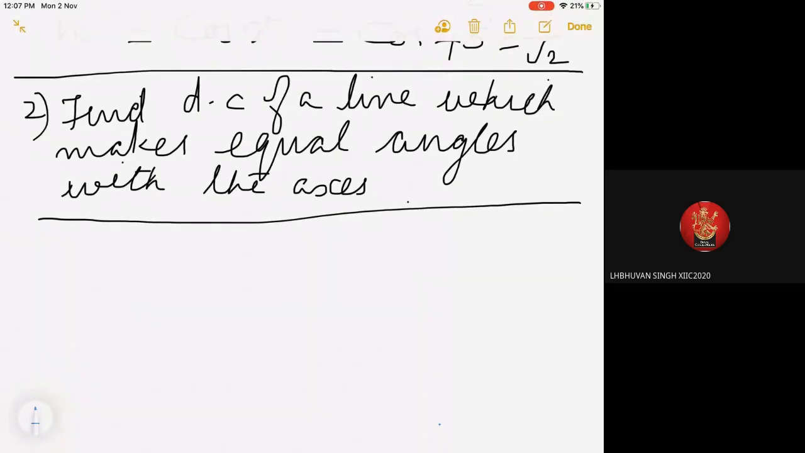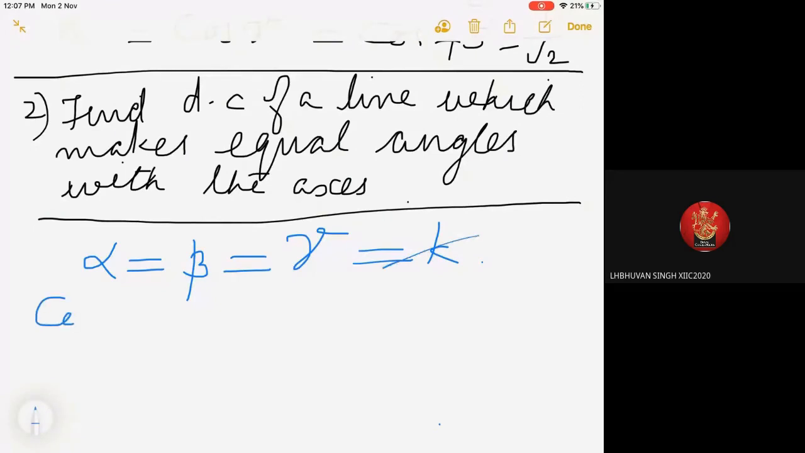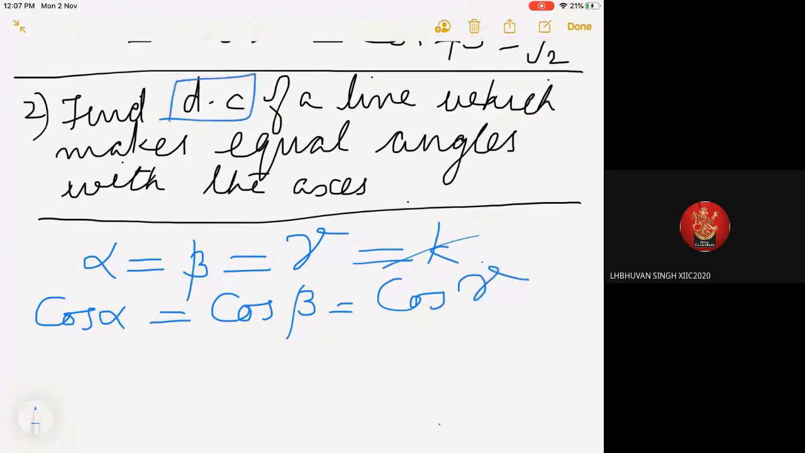So now equal angles means alpha, beta and gamma are all equal. Let it be equal to K, though even if you don't take K it will do. So that means cos alpha equals cos beta equals cos gamma. Your question is to find the direction cosines, so I have written like this, because direction cosines are defined as cos alpha, cos beta and cos gamma. So that means we can write L equal to M equal to N.